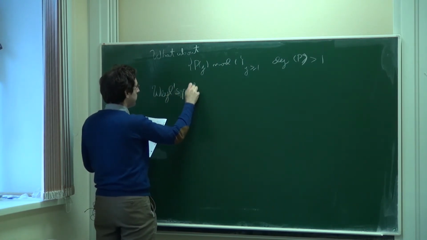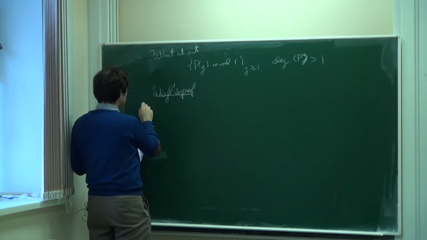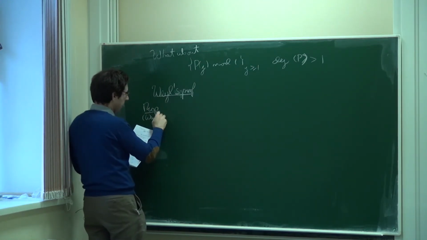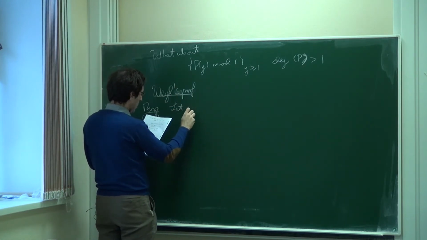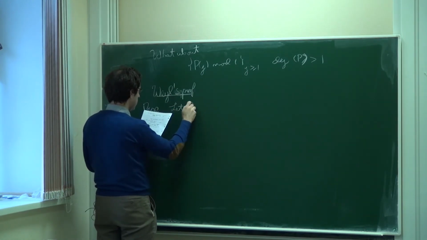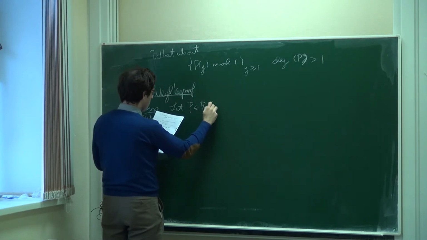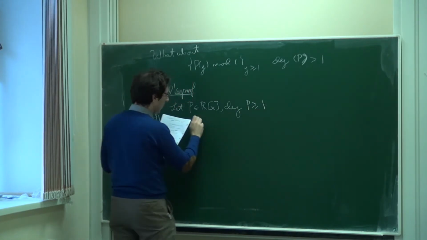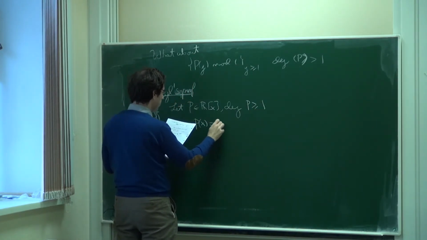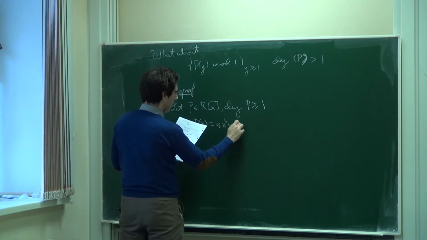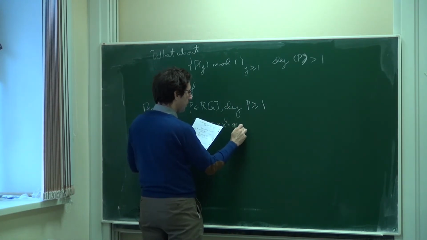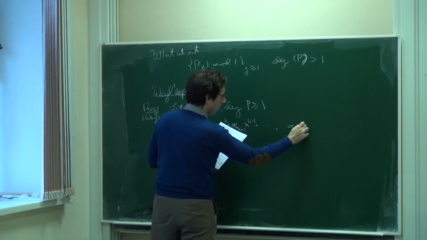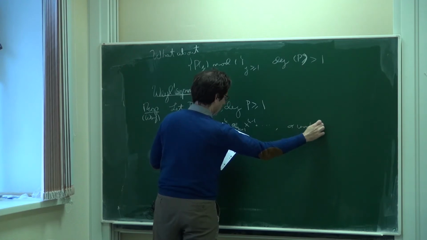So, Weyl's proof. Let P be... I will prove just the qualitative statement, and I will make some comments about the quantitative part at the end. So I'm just going to say that there's a polynomial of degree k, and the leading coefficient, this alpha, is irrational.